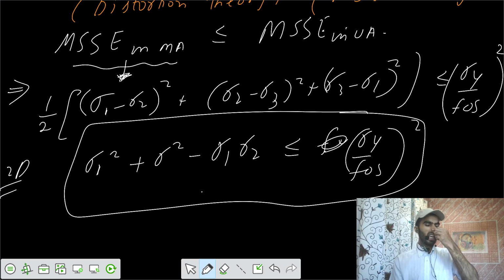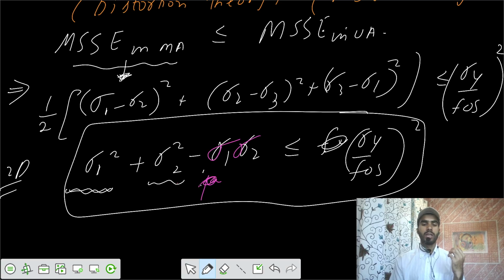So for the 2D case, you can see the difference between maximum shear strain energy and that strain energy theory. In that method also we had sigma 1 square, sigma 2 square, and after that mu times sigma 1 sigma 2. But in this theory you only have sigma 1 sigma 2, so there is no mu here. So this is the difference between the two for the 2D case.